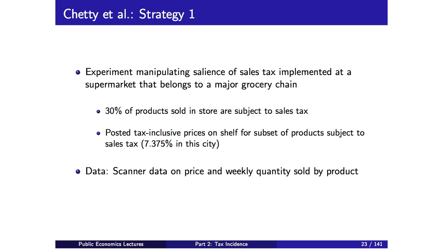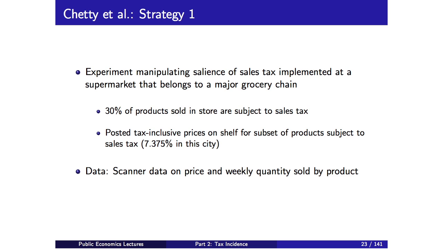So we're going to talk about empirical work for a little while before going back to the theory. So the first strategy is an experiment manipulating the salience of the sales tax, which was implemented at a supermarket that belongs to a major grocery chain in the US, has 2,000 stores.